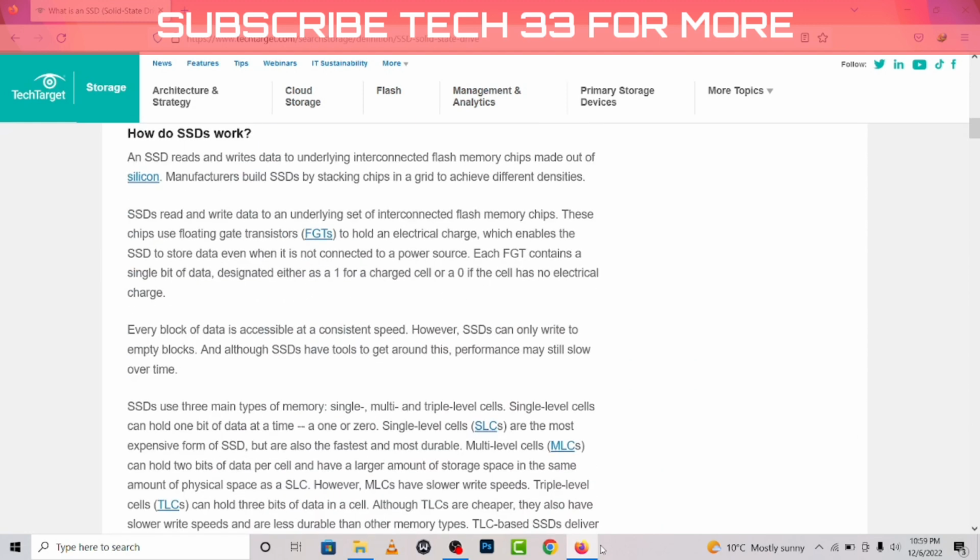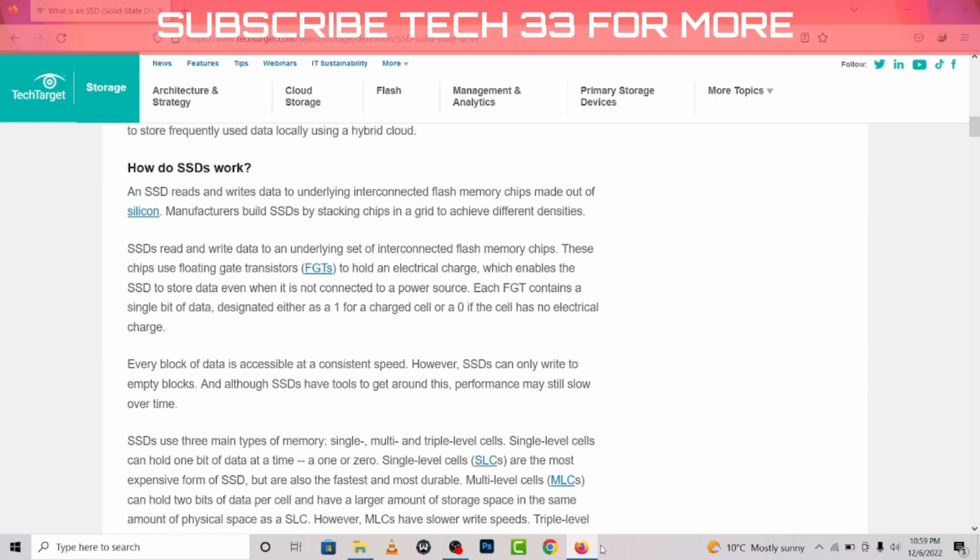How do SSDs work? An SSD reads and writes data to underlying interconnected flash memory chips made out of silicon. Manufacturers build SSDs by stacking chips in a grid to achieve different densities. These chips use floating gate transistors to hold an electrical charge, which enables the SSD to store data even when it is not connected to a power source.